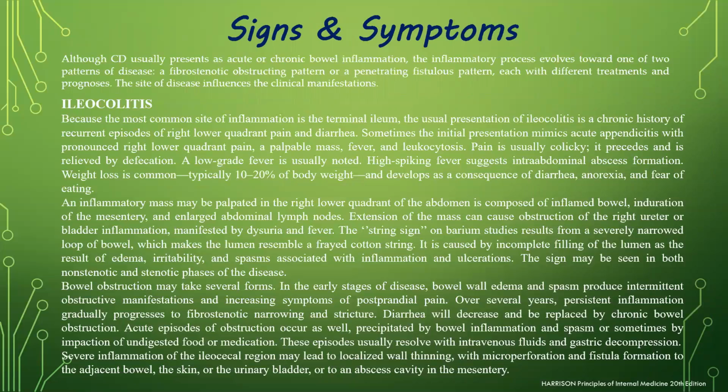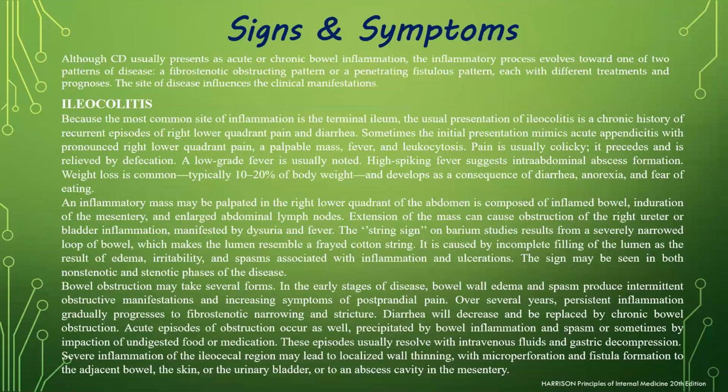So Crohn's usually presents as acute or chronic bowel inflammation. The inflammatory process follows one of two patterns of disease: a fibrostenotic obstructing pattern or a penetrating fistulous pattern, each with different treatments and prognosis. The site of disease influences the clinical manifestation. Because the most common site of inflammation is the terminal ileum, the usual presentation of ileocolitis is a chronic history of recurrent episodes of right lower quadrant pain and diarrhea.